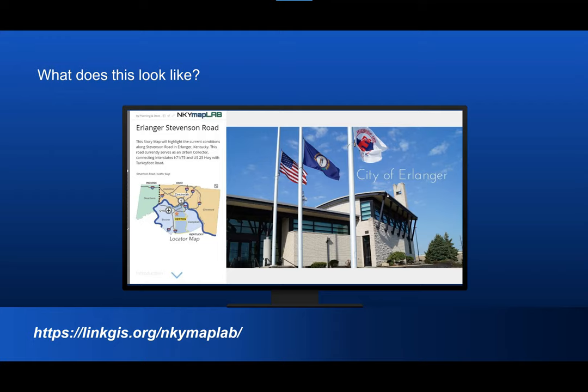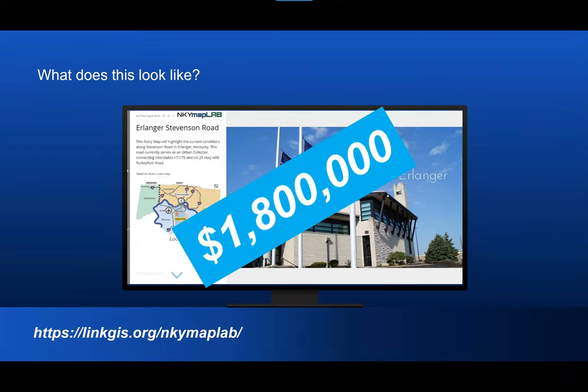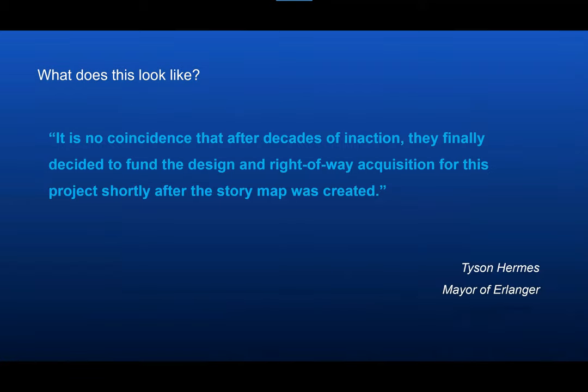And after publication and presentation of the map and story map, within a matter of weeks, they were awarded $1.8 million to fund the project. So really a powerful example of providing value to the organization. So check out this quote from the mayor. Now that's a great example of providing value and gaining executive support.